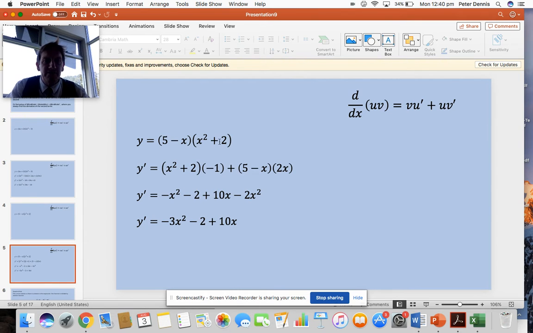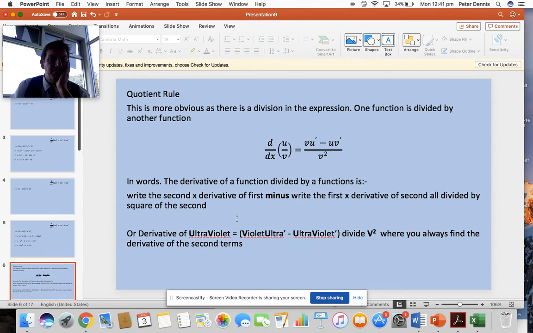So what you get is the second times the derivative of the first there, -1, plus the first times the derivative of the second, which is 2x. And then again, once we get to this line, the rest is just simplifying. So -1 times this gives us -x squared -2. 2x times 5 gives us 10x minus 2x squared, and then we're simplifying, collecting like terms.